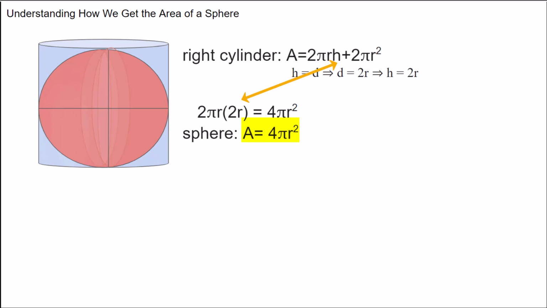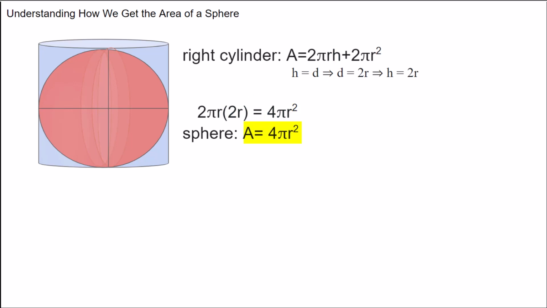So we have 2 pi r times the height. And if you look at the diagram here, we can say that the height is actually 2 times the radius. So we substitute 2r for h here, which gives us 4r squared. And we end up with the formula for the area of a sphere, which is 4 pi r squared.